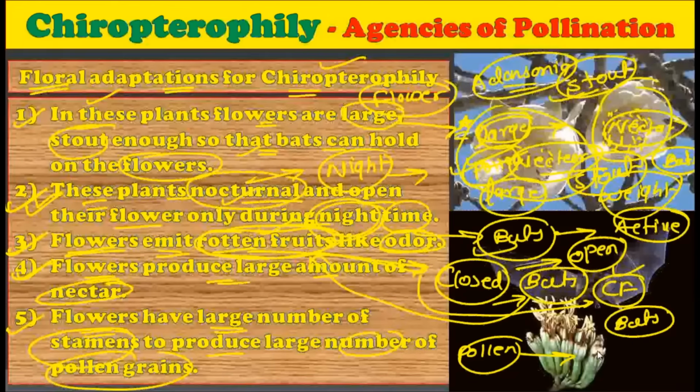So that is why they produce a very large number of stamens in order to have a very large number of pollen grains. So whenever the bats reach these flowers, some of the pollen grains must stick to the bat's body, and these pollen grains should transfer to another flower when these bats visit another flower on another plant, hence achieving the pollination. So all these are the floral adaptations possessed by the Chiropterophilous flowers.